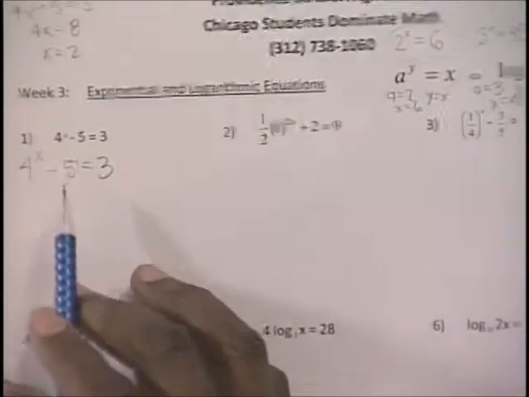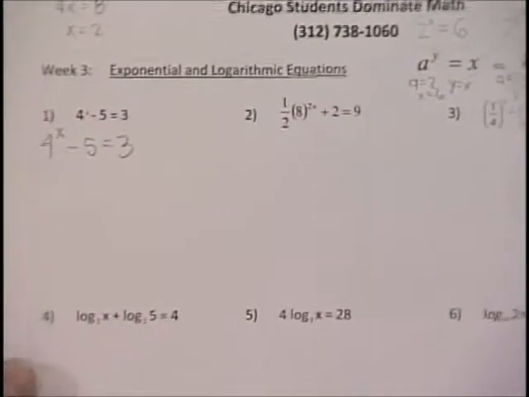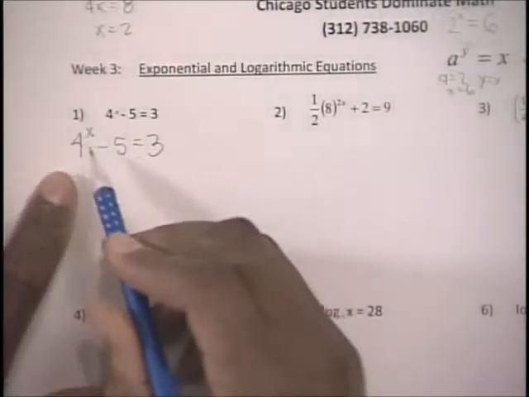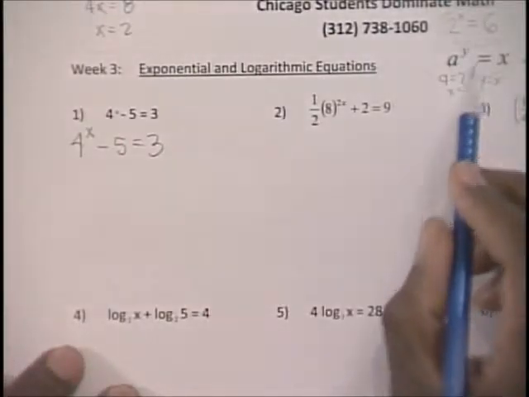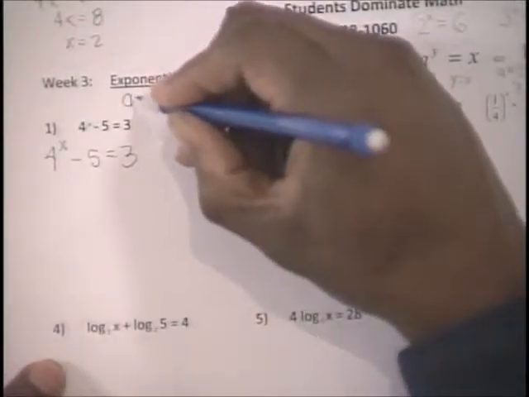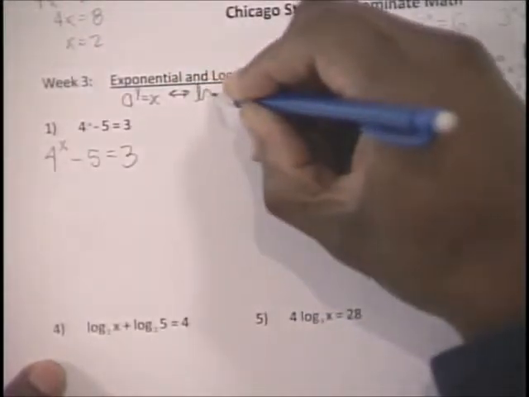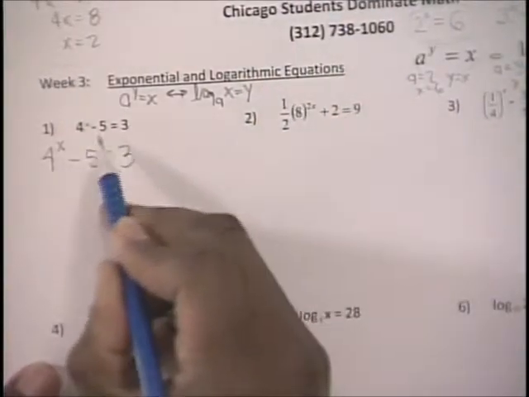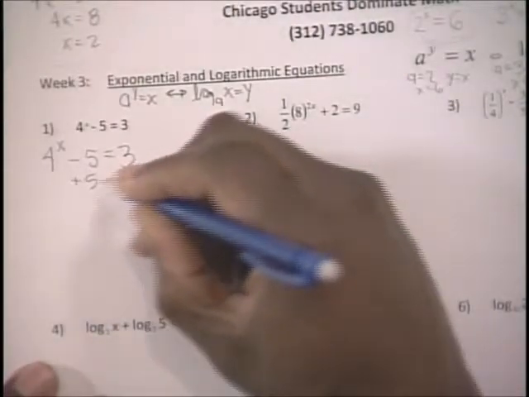If you followed that, solving this equation will be no problem. Just remember what I told you: isolate the power in the exponent first. All right, let's jump into it. To get 4 raised to the x minus 5 to look like the form a to the y is x, can be rewritten as log base a of x is y, you have to add the 5 over. So let's add the 5 over.